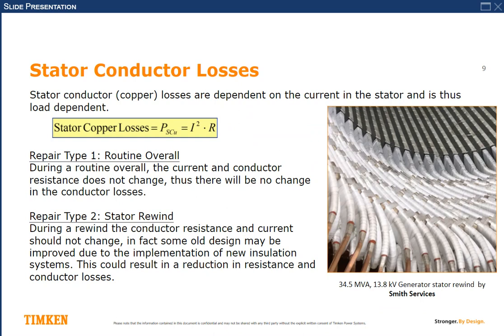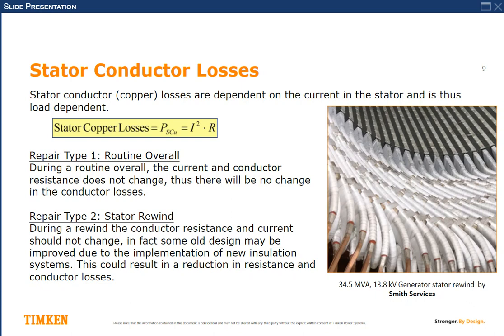Now looking at the next losses, we look at the stator conductor losses, stator copper losses as is commonly known too. They're dependent on the stator current, and thus they are load dependent. Typically you'll hear of I squared R losses. Now looking back again at our type 1 repair, where I just do a bearing replacement and cleaning of the winding, it's easy to see that the stator conductor losses is not going to change at all. During the rewind, they should also not change because the resistance should be the same.